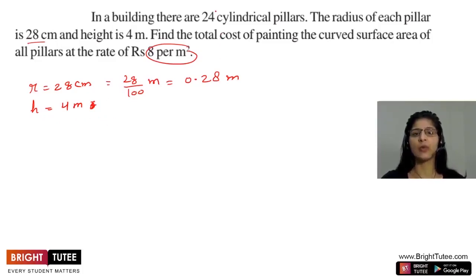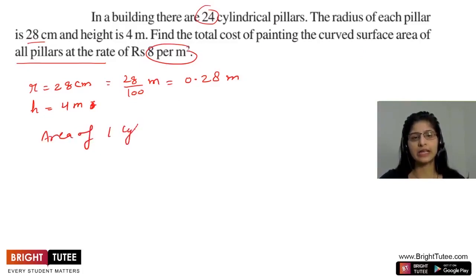Now they are saying how many pillars? 24. Right? So find the total cost of painting the curved surface area of all the pillars at the rate of rupees 8 per square meter. That means we have to find the curved surface area of 24 pillars. So first we find the curved surface area of one cylindrical pillar.